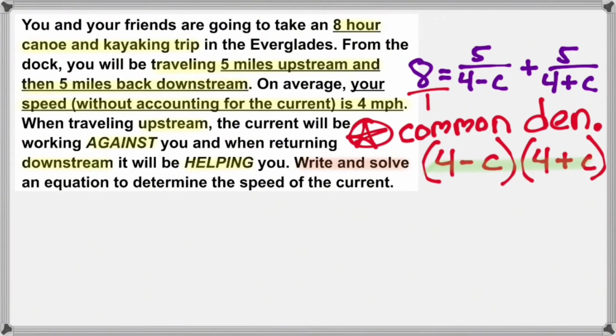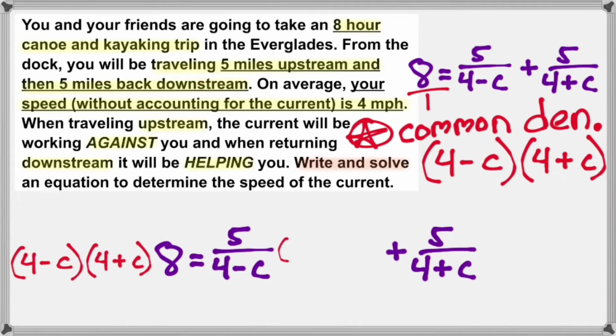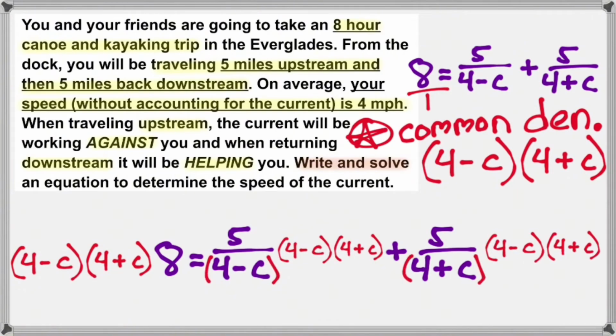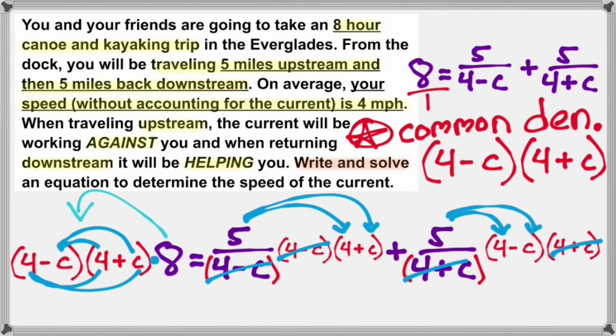And if this is happening too fast, then just refer to my previous video where I explain the common denominator concept a bit more. We are then going to multiply both sides of our equation by 4 minus c times 4 plus c, and that is going to allow us to cancel out a bunch of stuff and use some distributive property and multiplying of things back together.